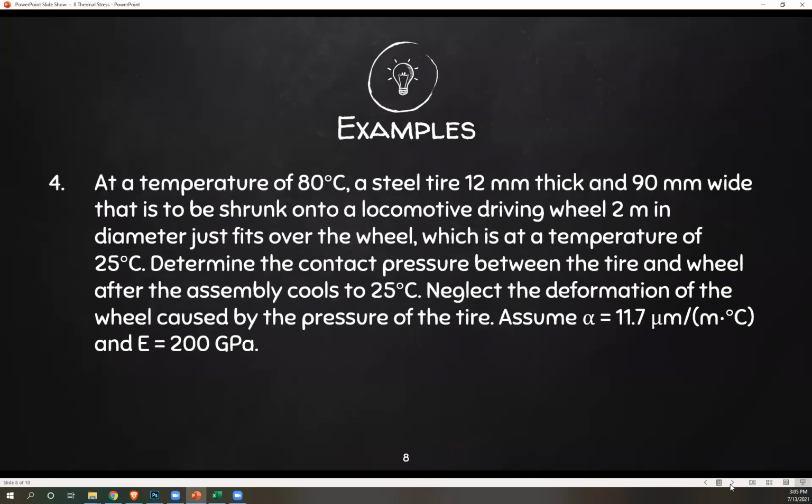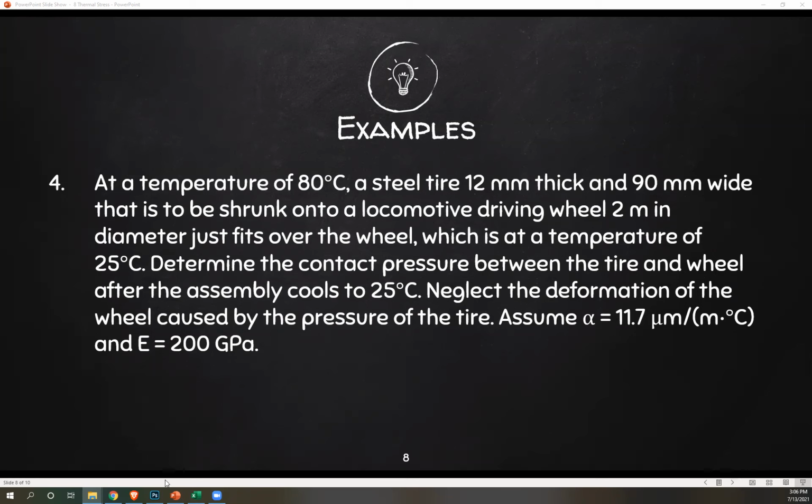Let's start number 4. At a temperature of 80 degrees Celsius, a steel tire 12 millimeters thick and 90 millimeters wide that is to be shrunk onto a locomotive driving wheel 2 meters in diameter just fits over the wheel, which is at a room temperature of 25 degrees Celsius. Determine the contact pressure between the tire and wheel after the assembly cools to 25 degrees Celsius. Neglect the deformation of the wheel caused by the pressure of the tire. Assume alpha is 11.7 micrometer per meter degree Celsius and E is 200 GPa.